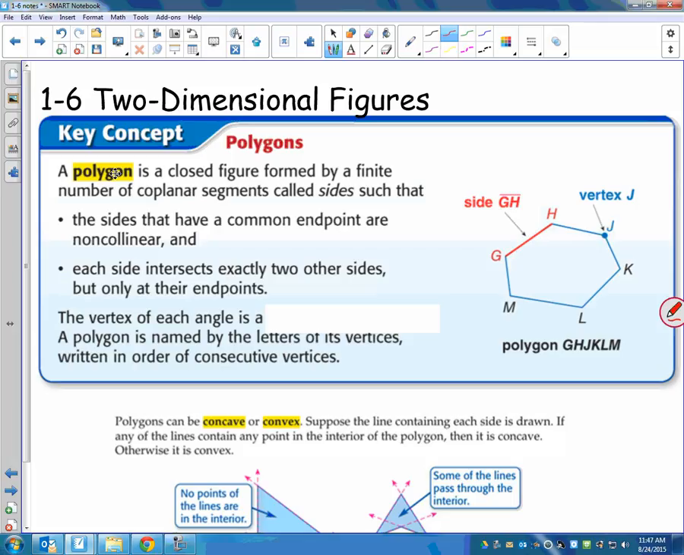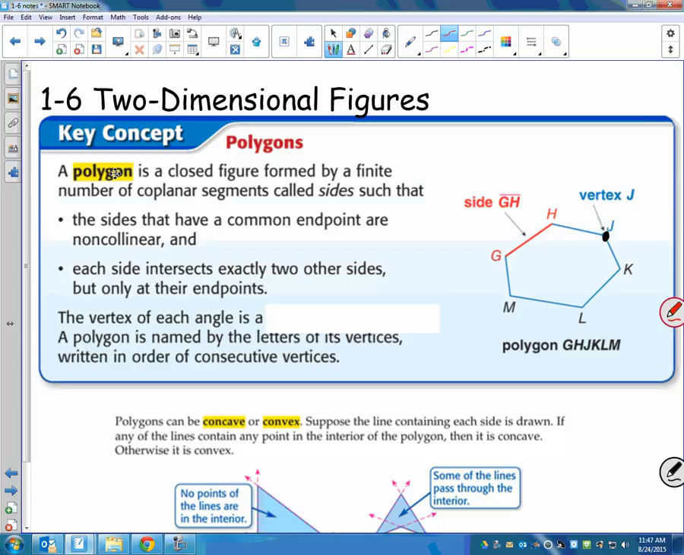So notice that this one they just called polygon, named by all of the points that make up the segments, so they called it G, H, J, K, L, M. Each point is called a vertex. Each side is called a side.